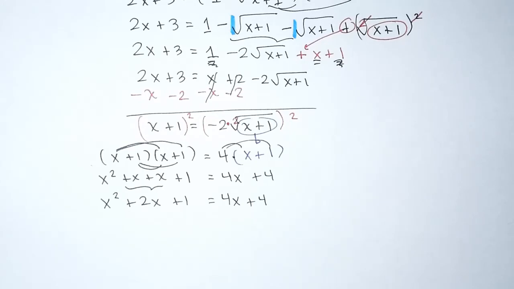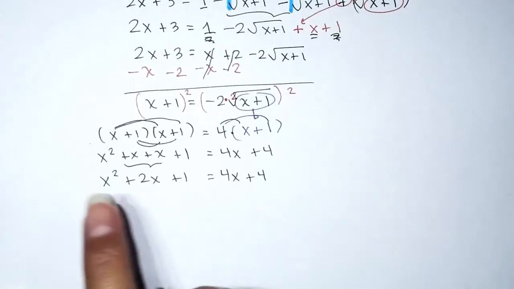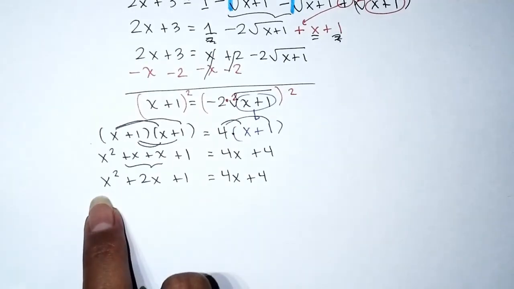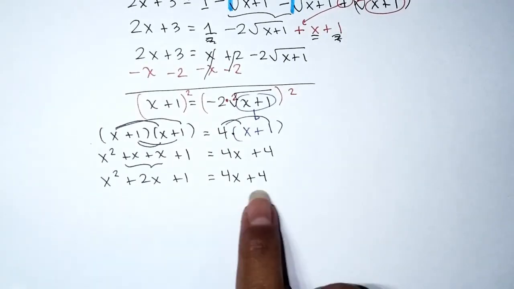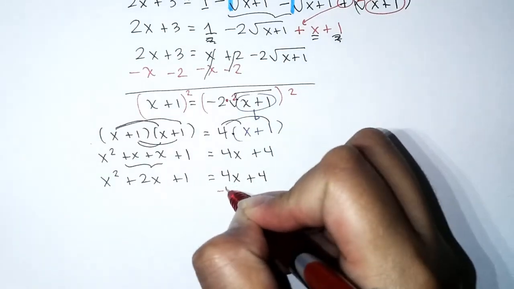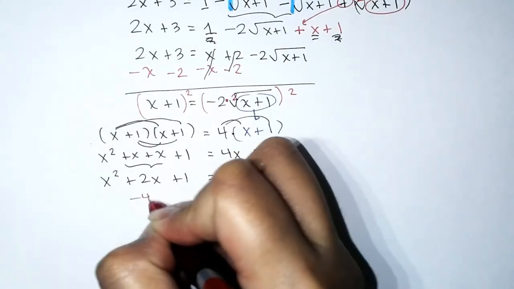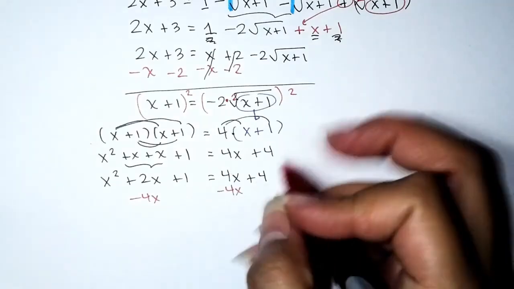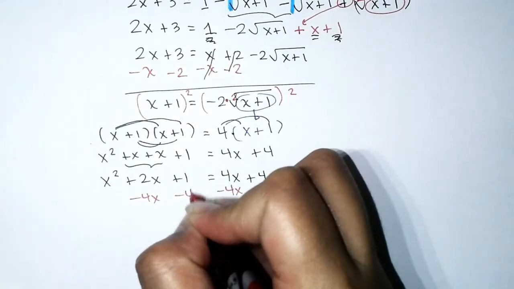To solve a quadratic equation by factoring, 1, we have to set the equation equal to 0, and then 2, we factor completely. So since the squared term is on the left and the leading coefficient is positive, let's shift the terms to the left. To do that, we're going to subtract 4x from both sides. And since there's a space for it, why don't we subtract 4 from both sides.